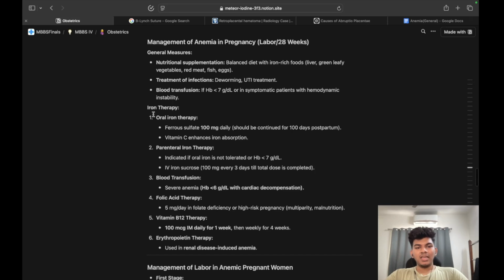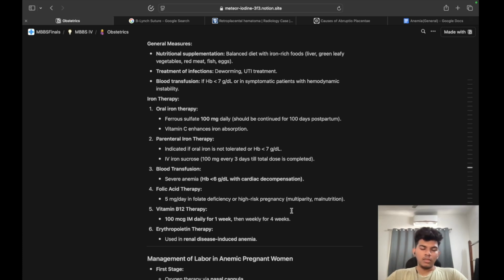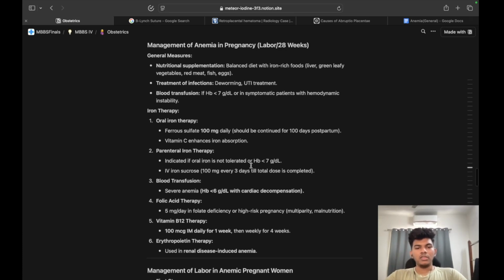Iron therapy has been given in much more detail in the next section, iron deficiency anemia. But just for completion's sake, we are doing oral iron therapy here, because anemia in general can also come as a topic, and iron deficiency anemia can also come as a marker. So both of these are included. Oral iron therapy: ferrous sulfate 100 mg daily should be continued 100 days postpartum. Vitamin C for iron absorption.